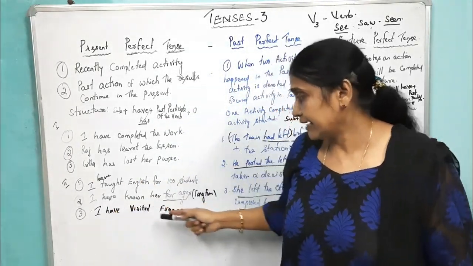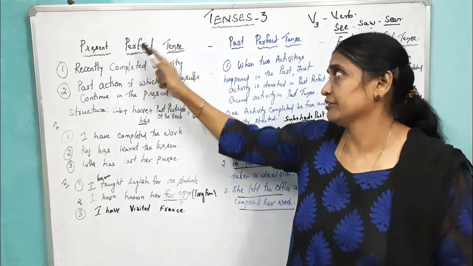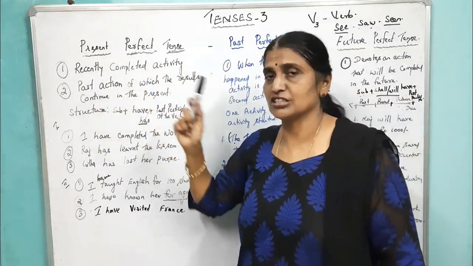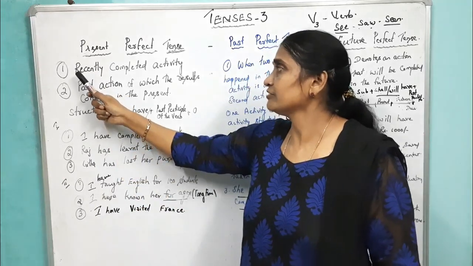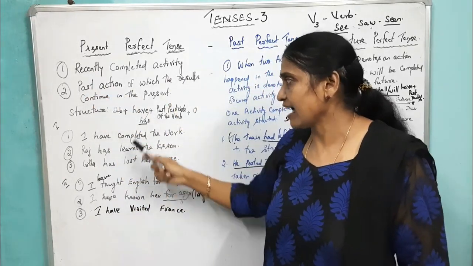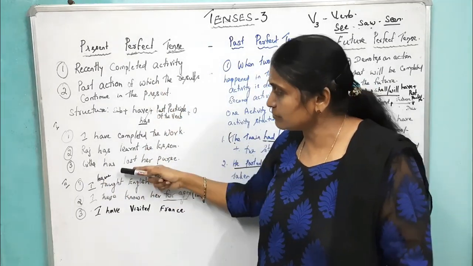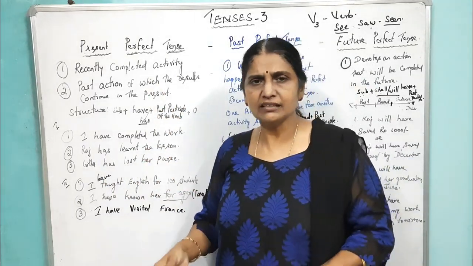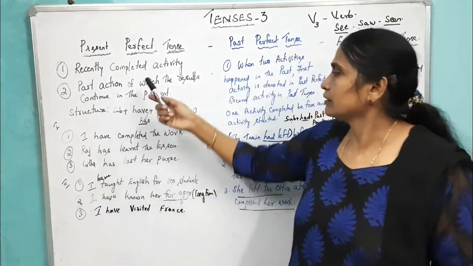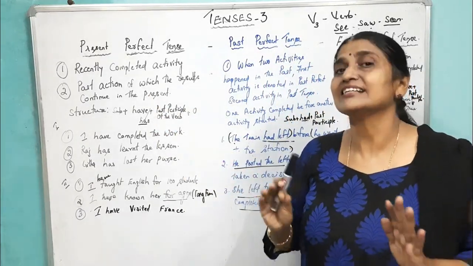So in that case also you use present perfect tense. So these are the two uses of present perfect tense. First one, recently completed activity. I have completed the work. Geeta has lost her purse. This activity is completed, but recently, just now, or the time is not mentioned, but recently it has happened.